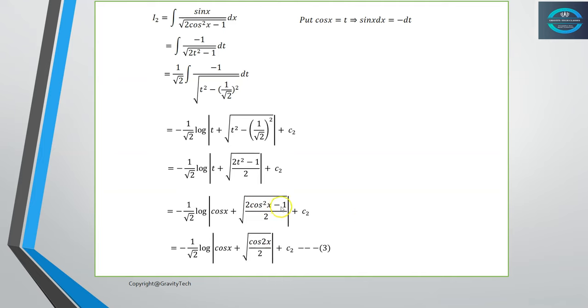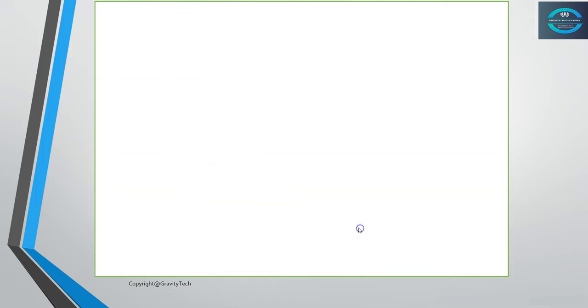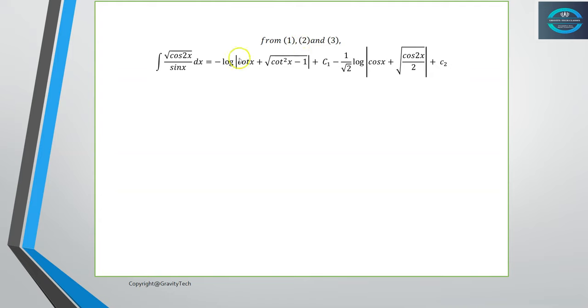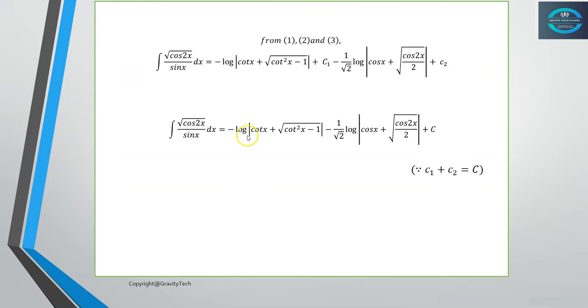Now 2 cos square x minus 1 will be cos of 2x, correct? Now this is I2. So from the first, second and third, this integration will be I1 plus I2. Here there are C1 and C2; combine C1 and C2 into a single C, right? This is C. So that's the answer.